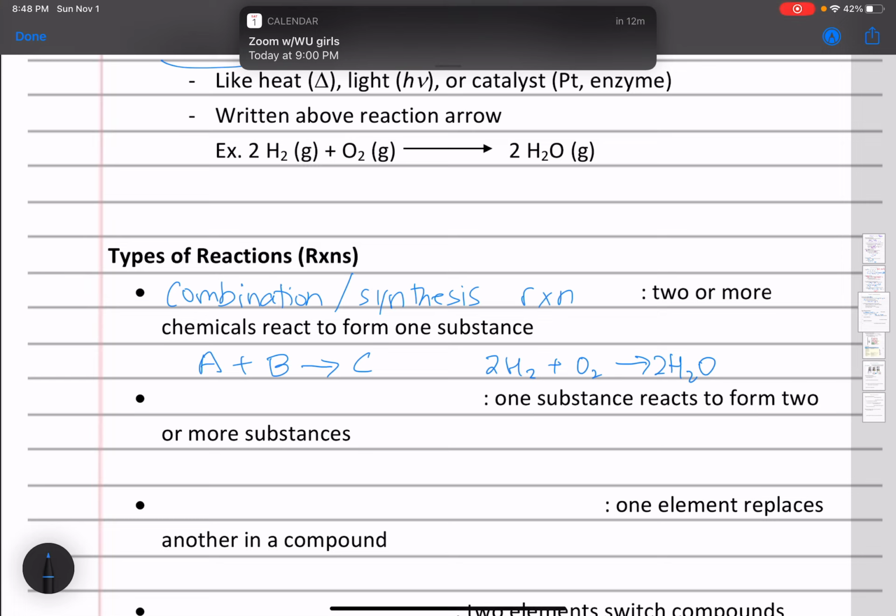All right. The opposite of a combination reaction is a decomposition reaction. And in a decomposition reaction, you have one substance reacting to form 2 or more. So A decomposing into B and C. So an example of this type of reaction would be mercury oxide decomposing into 2 mercury atoms and 1 oxygen molecule.